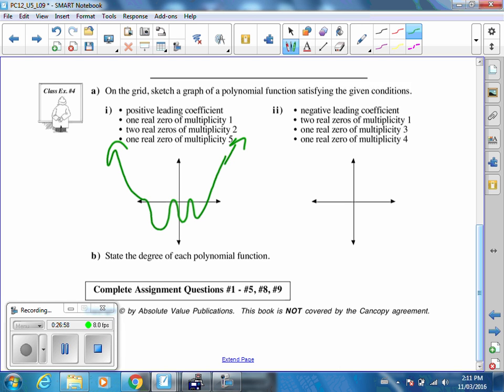Negative lead coefficient. 2 zeros of 1. 1, 2. 1 at 3. And 1 of 4. There we go. Now again, there's an infinite number of solutions to that.